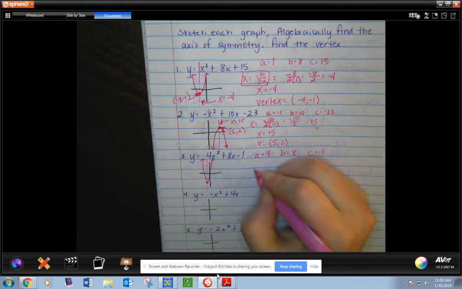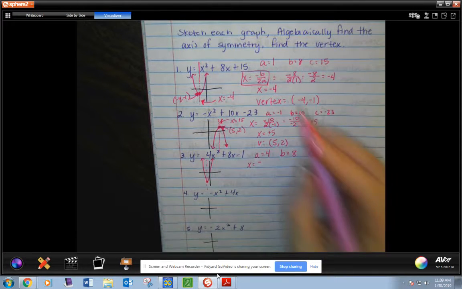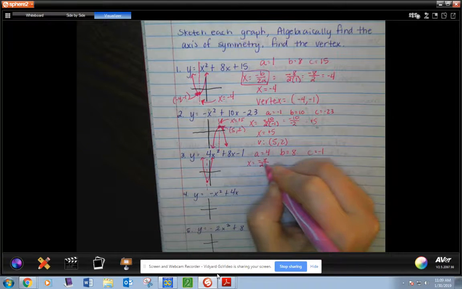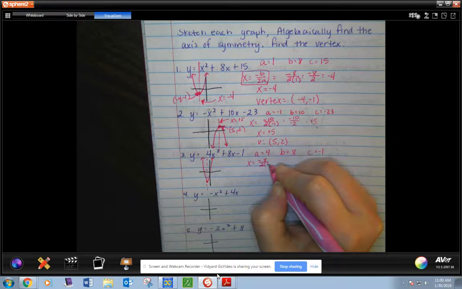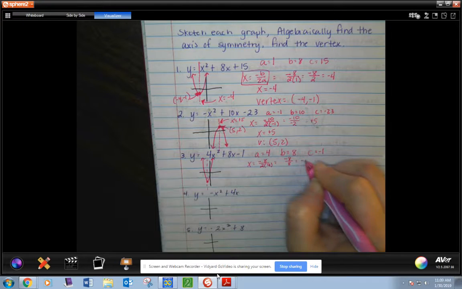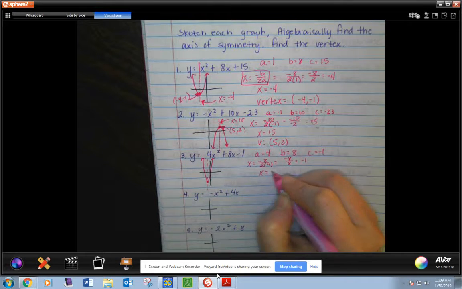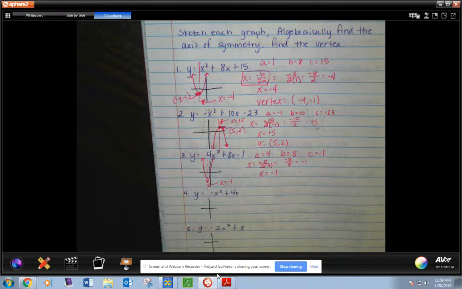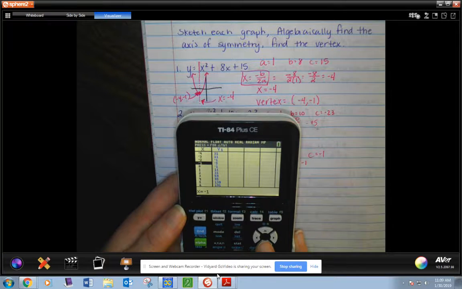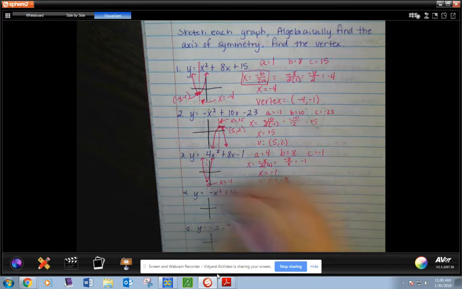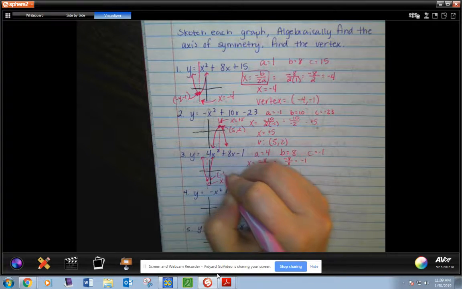We're going to do x equals negative, and you always do b, so 8, divided by 2 times, and we're going to do 4. So this becomes negative 8 over 8, which equals negative 1. So my axis of symmetry is x equals negative 1. To find my vertex, I go into the calculator. I find negative 1, and with negative 1 is negative 5. So I'm going to label my vertex as negative 1, negative 5.